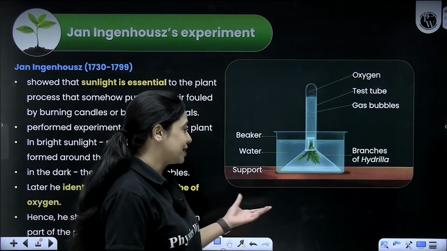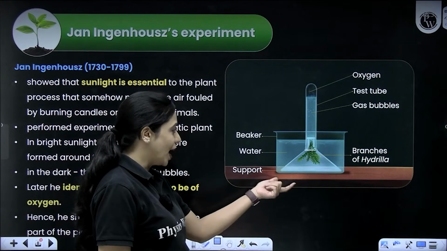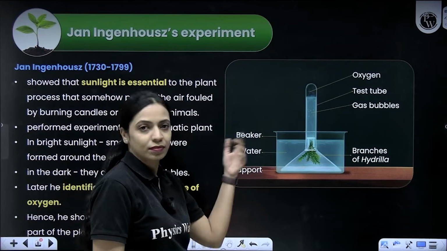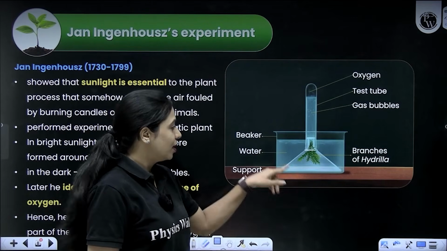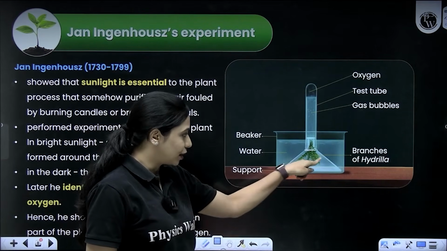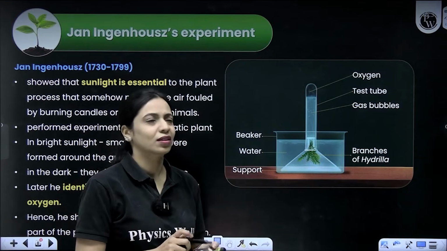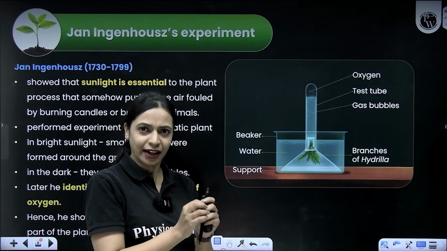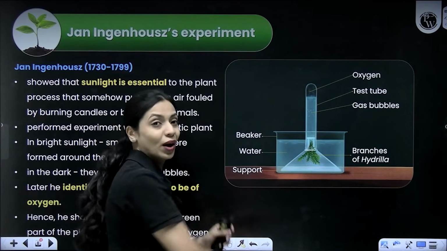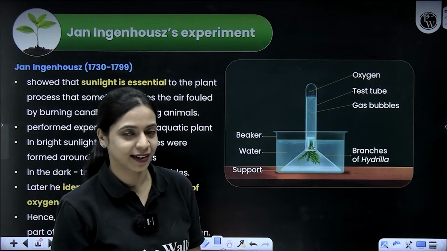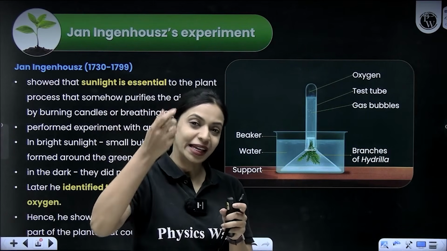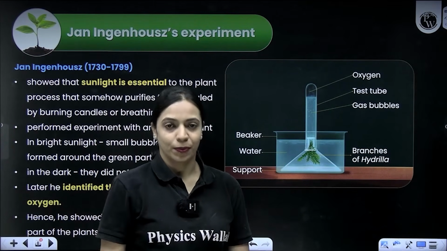His experimental setup is very, very simple. You have a beaker containing water. Inside that you have a conical flask sort of a thing, or it is called a funnel, right? That sort of a thing. Inside that you have an aquatic plant, in this case a hydrilla. On top of that you invert a test tube.